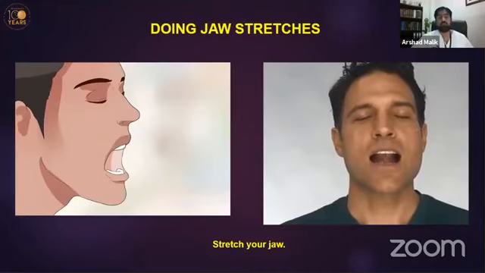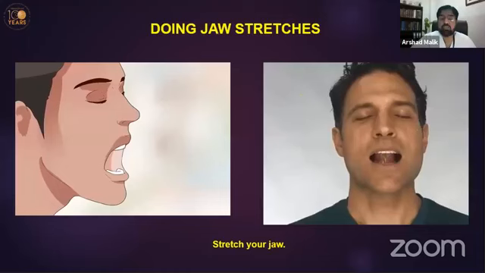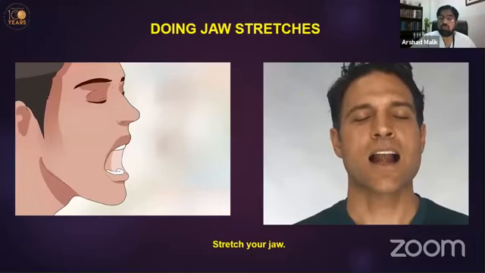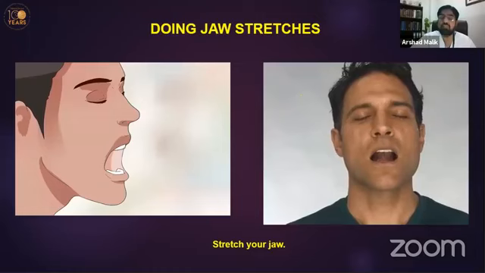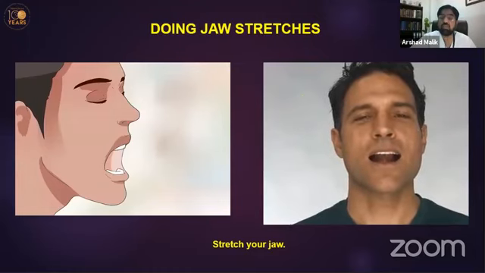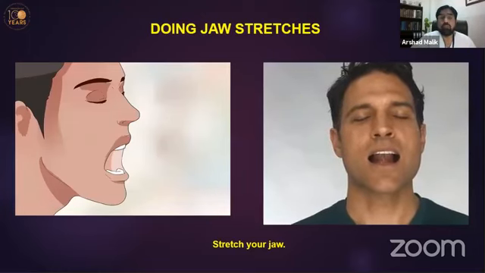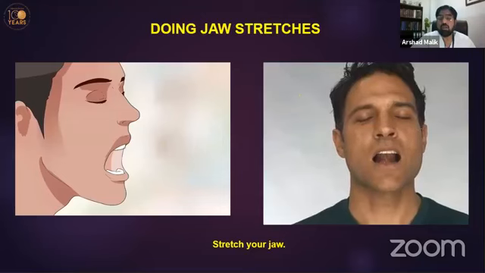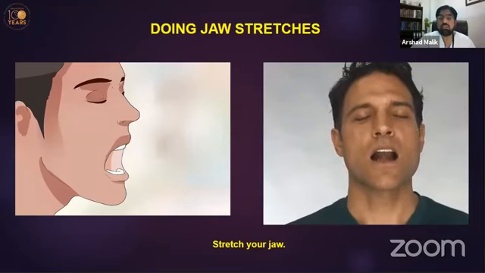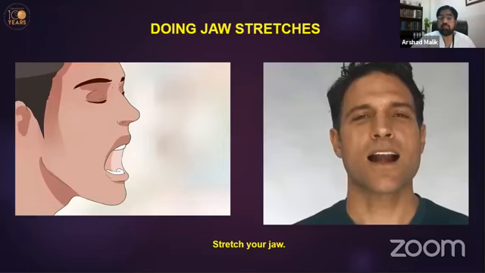Now, this is the first. Stretch your jaw. Place your tongue against the ridges of the incisors and push your tongue against the ridges. This is the first exercise. You can do it yourself right now. Put your tongue against the posterior aspect ridges of your incisors and push it.